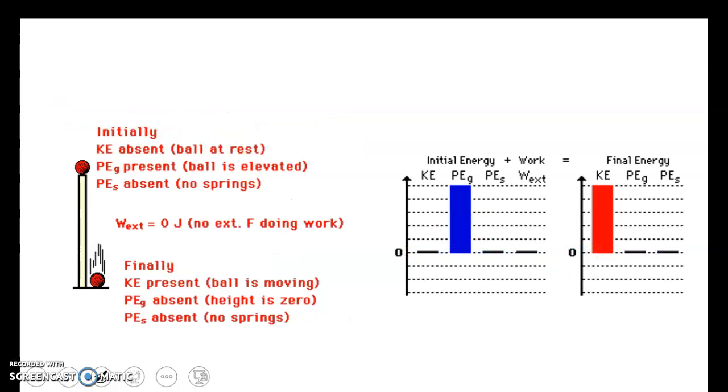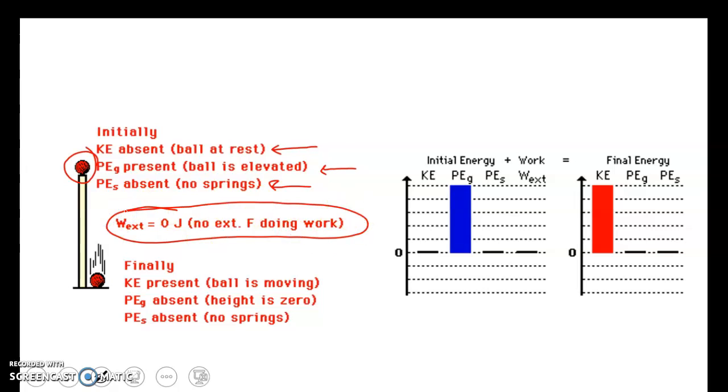So, for example, you've got a ball on top of a stand, and it's not moving, okay? There's no springs, so it's at rest, no kinetic energy. It has height, therefore it has potential gravity, and there are no springs. And there's no external work being done, therefore all there is is potential energy. So that's the bar I have filled.